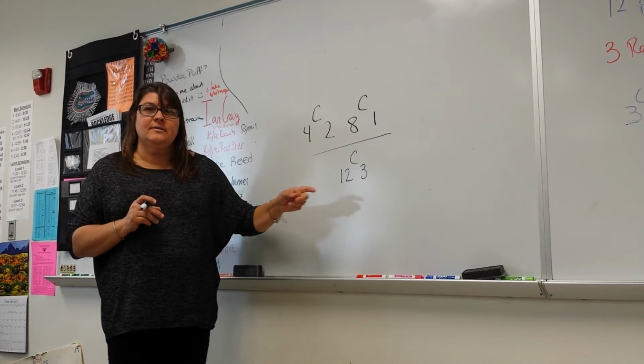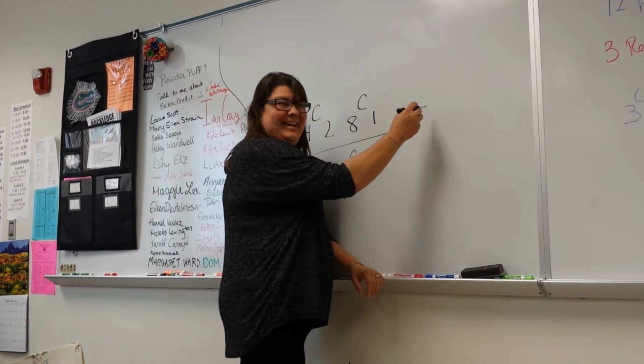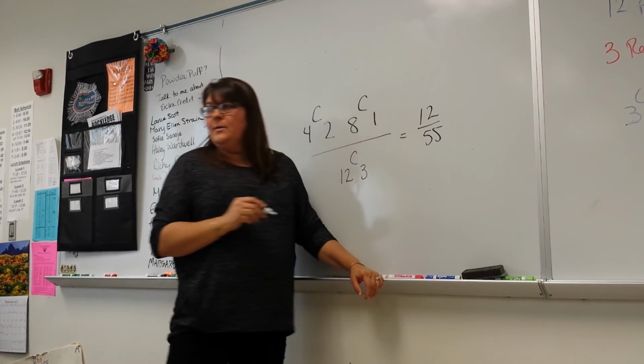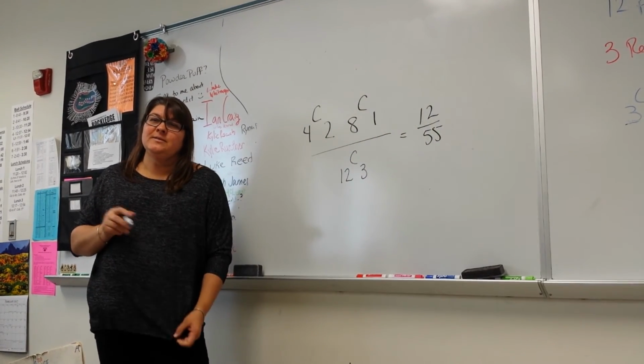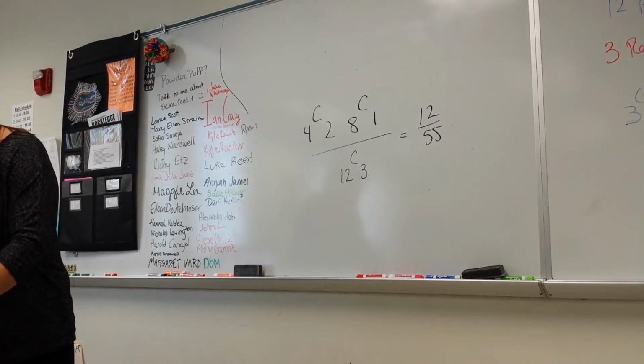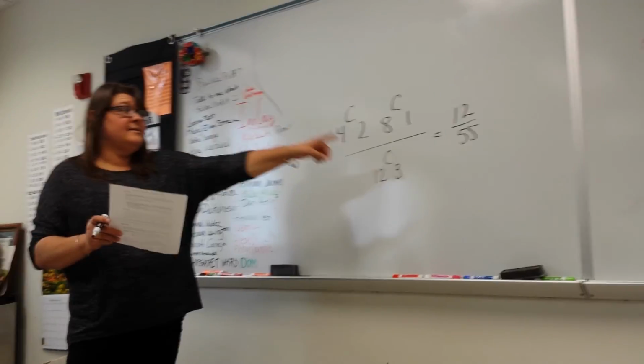Cheryl, since your calculator is, 220, what do we get? 12 over 55. That's what it says. So something over 220, which reduces to 12 over 55. And that's like the first problem or something? That's part I. That's the second one.